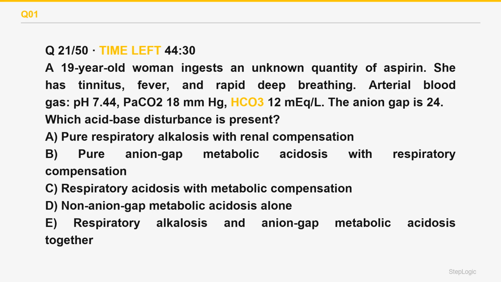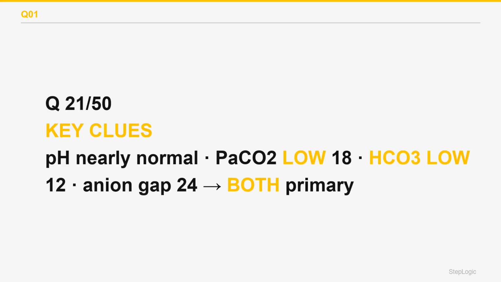A near-normal pH is the most dangerous finding on this gas because it looks like nothing is wrong. Salicylate does two independent things. It stimulates the medullary respiratory center directly, driving hyperventilation and a primary respiratory alkalosis, and it uncouples oxidative phosphorylation and generates organic acids, producing a primary anion gap metabolic acidosis. Both are primary disturbances, not compensations for one another, which is why the pH can sit deceptively near normal while the patient is critically ill. The signature is that both PaCO2 and the bicarbonate are markedly low simultaneously, with a raised anion gap.